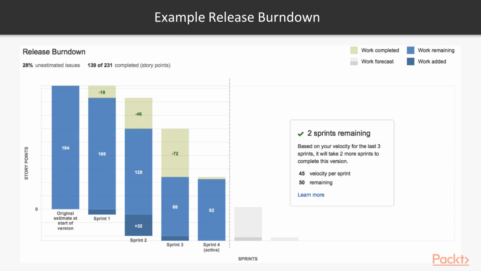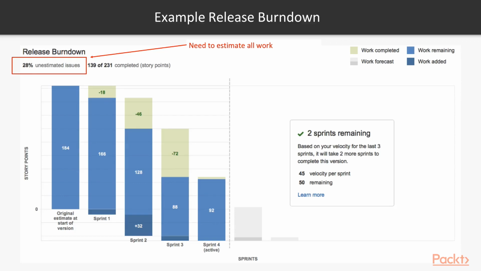So first of all, what you're seeing in the first column there is your estimate of the work that's contained within this version, which will eventually be your release. You can see it has 184 points. Now, the thing that's interesting about this report in this specific example is that we have 28% of the work that's unestimated. That means it's hidden.